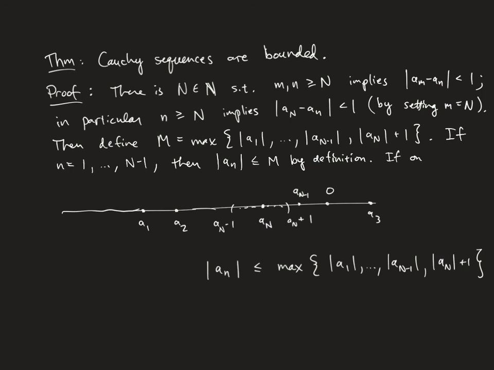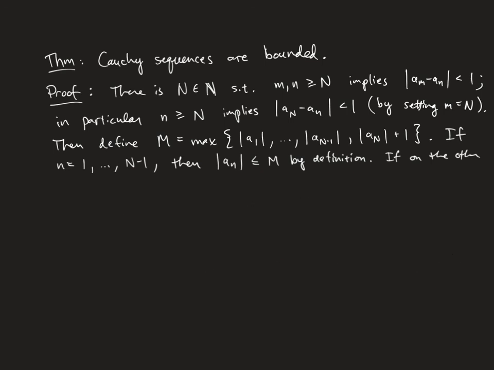If, on the other hand, all right, so I'm going to erase this picture now. And we already have our M written down, so I don't need that. So if, on the other hand, little n is bigger than or equal to big N, then what I need to say is that the absolute value of a sub n is less than or equal to this M. And so what I'm going to say is that it's less than or equal to this number, and that's going to be less than or equal to that max, right?